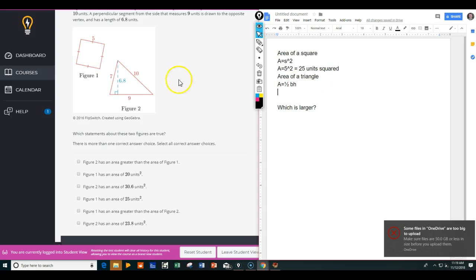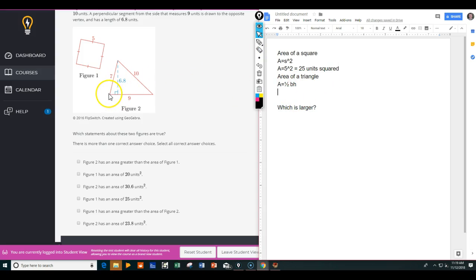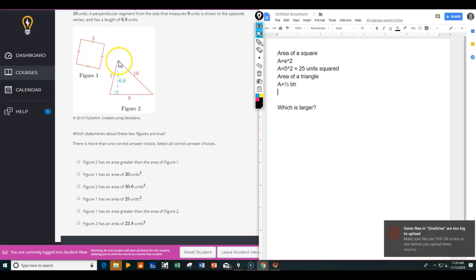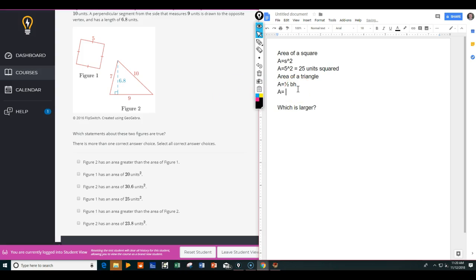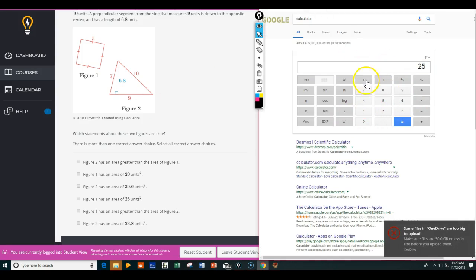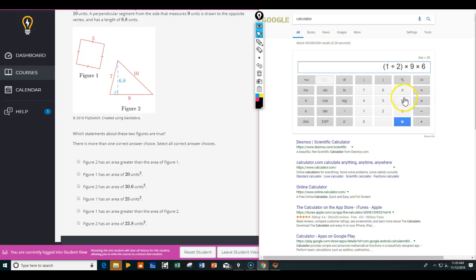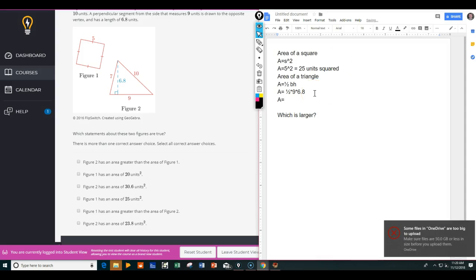And the area of a triangle. Now again, remember the base is the one that has the perpendicular line to its opposite vertex. So our base is 9. So area is equal to 1/2 times 9 times our height, and the height was the distance of that perpendicular line, so that's 6.8. So we come over to our calculator, we type in 1/2 times 9 times 6.8, and that equals 30.6. So area is equal to 30.6.